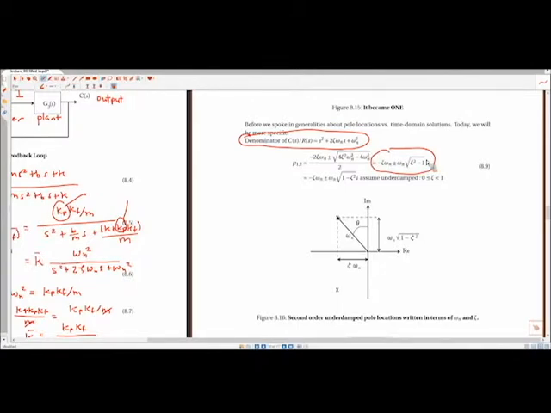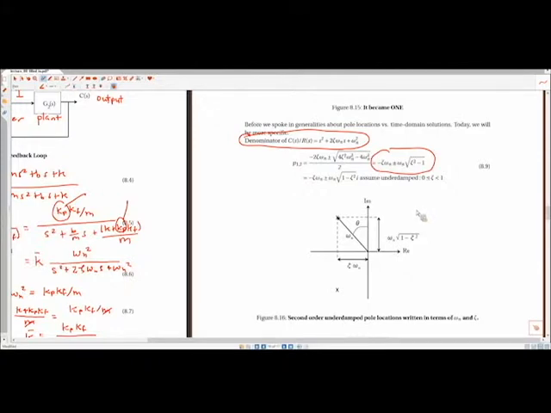Other metrics that we can look at is what is this theta? The opposite side is zeta omega n, and the hypotenuse is omega n. And so we see that this angle between the imaginary axis and this pole location is inverse sine of zeta.